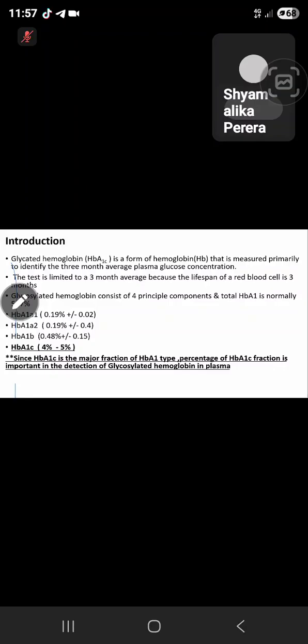And the other thing, these red cells have a 120 day lifespan. So every 120 days, those levels can change. That's why once you assess the HbA1c value, you have a 3 month period of monitoring, so that without considering blood sugar fluctuation or the fasting blood sugar report, you can go through this HbA1c report for a better understanding of how the patient's sugar control is happening.